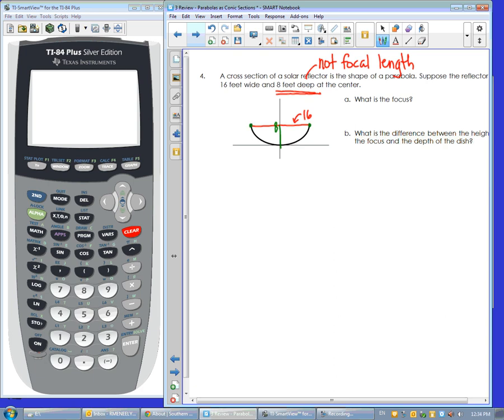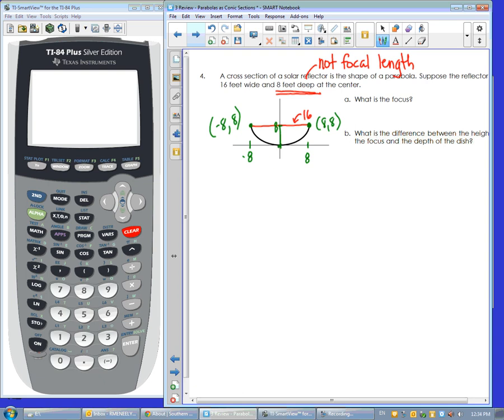So that information alone enables me to find these values. So if I know that the whole distance is 16, this value must be positive 8, and this value must be negative 8. And I also have the y value because I know the depth of my reflector is 8. That means the coordinates of this point are positive 8, 8, and the coordinates of this point are negative 8, positive 8. That still doesn't tell me my focus, but I can use one of the ordered pairs to help me determine the equation for my graph.